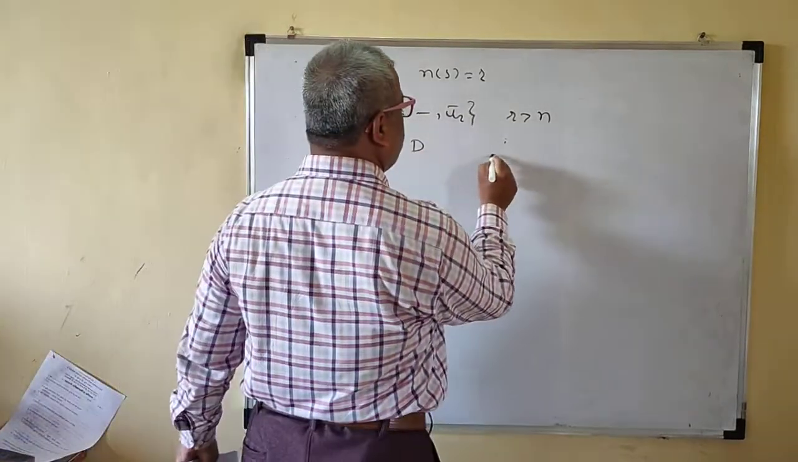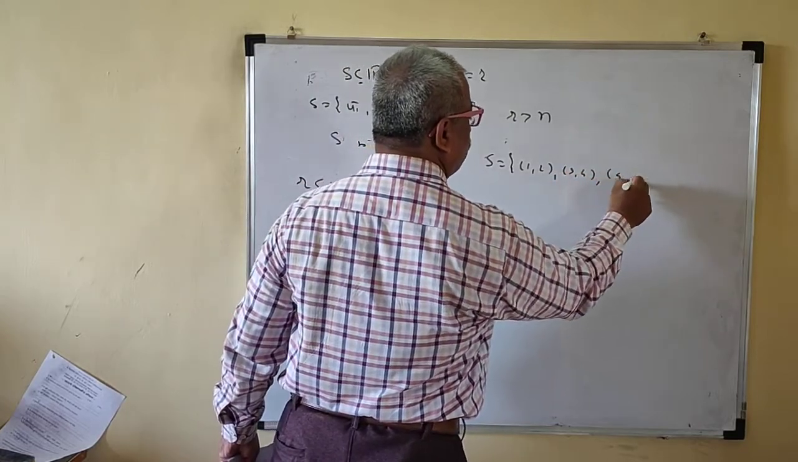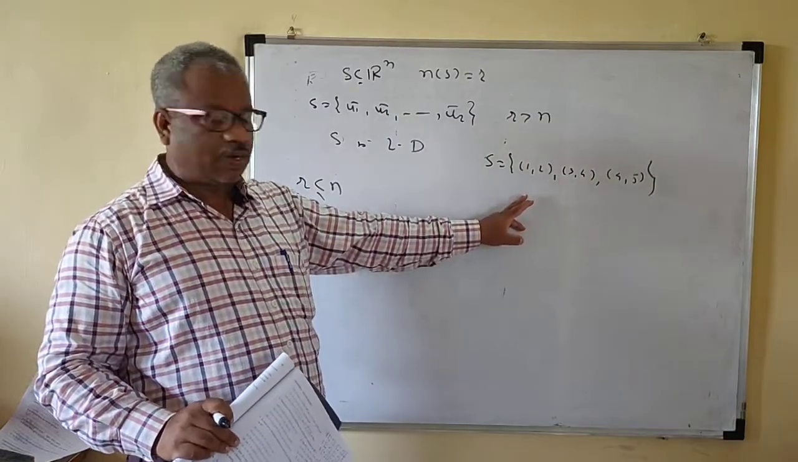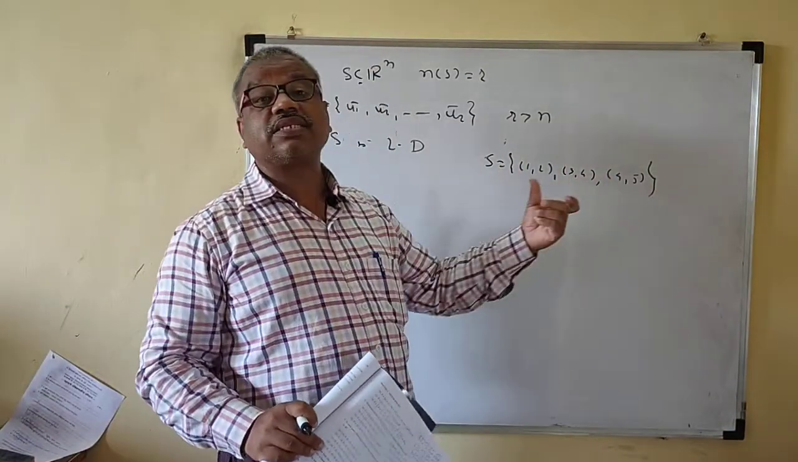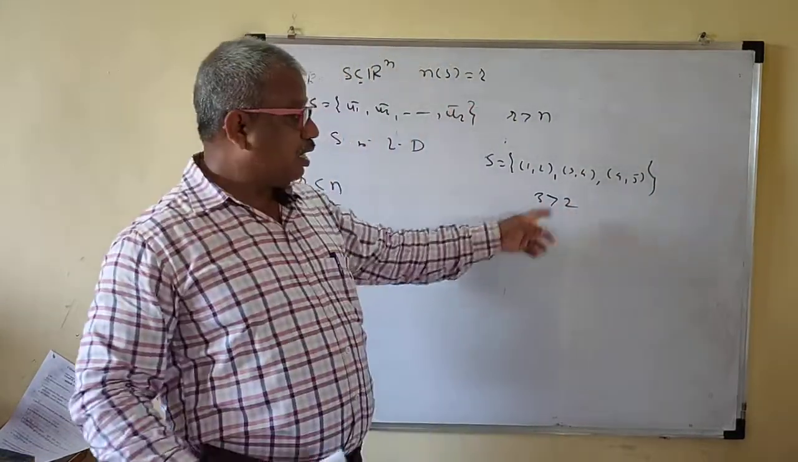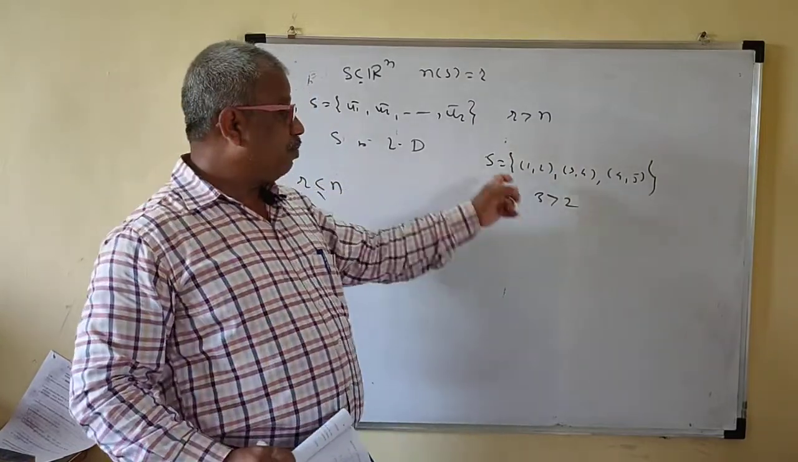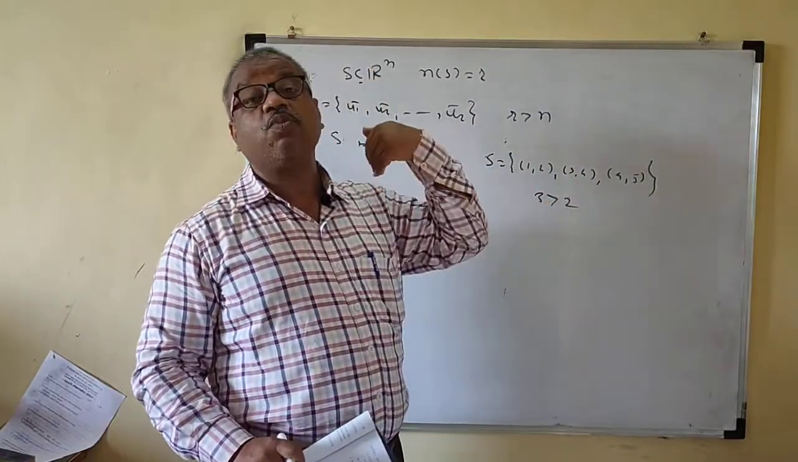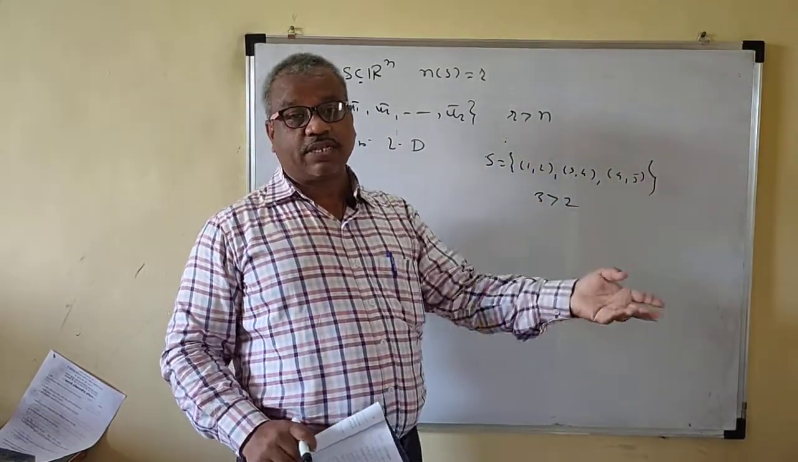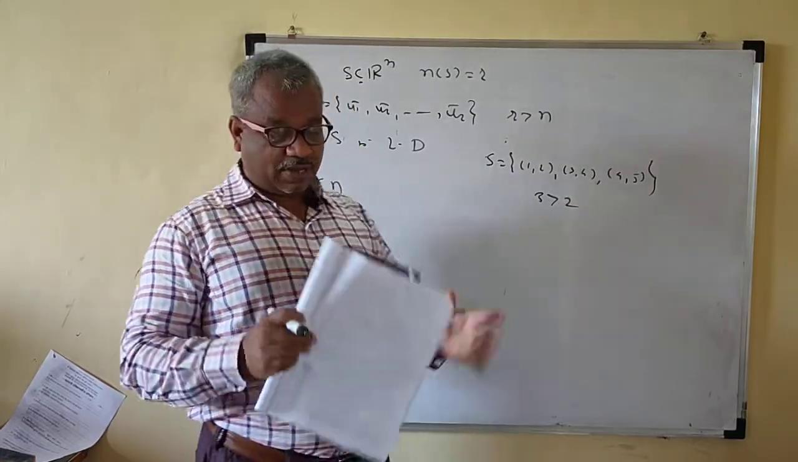Suppose this S is equal to 1, 2, 3, 4, 4, 5. This is a subset of R2. How many vectors are there? 3 vectors are there. So 3 is greater than 2. This set is always linearly dependent, because this is a subset of R2 containing more than 2 vectors. It is always linearly dependent. Note that.